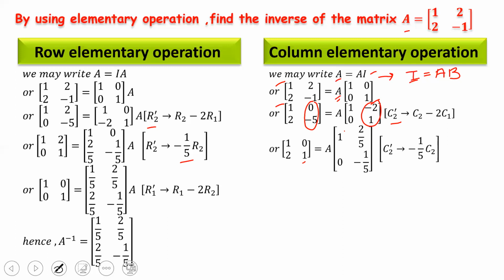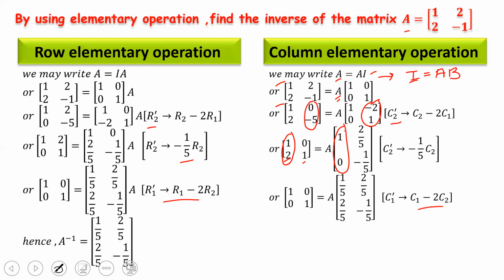Okay, same type of operation. Now we need to make this 2 zero, right? That means we need to make changes on column 1. So we apply the column operation on column 1, the same type of operation here, and you will find 1 0 0 1, and this inverse is given by 1 upon 5, 2 upon 5, 2 upon 5, minus 1 upon 5. These two are same.